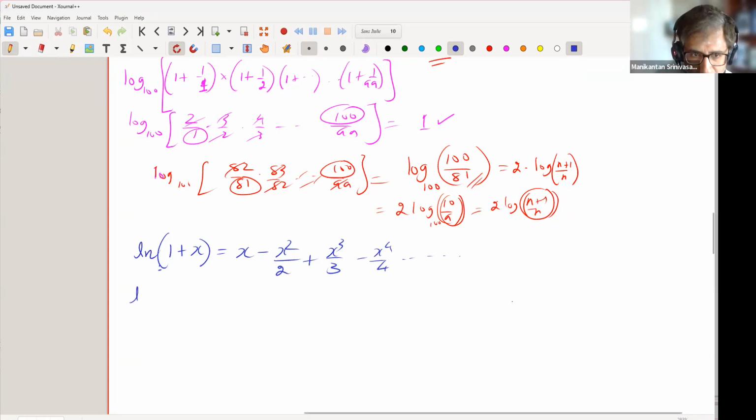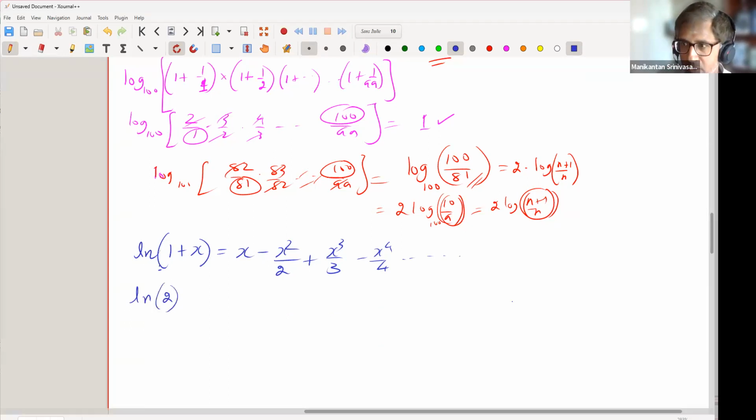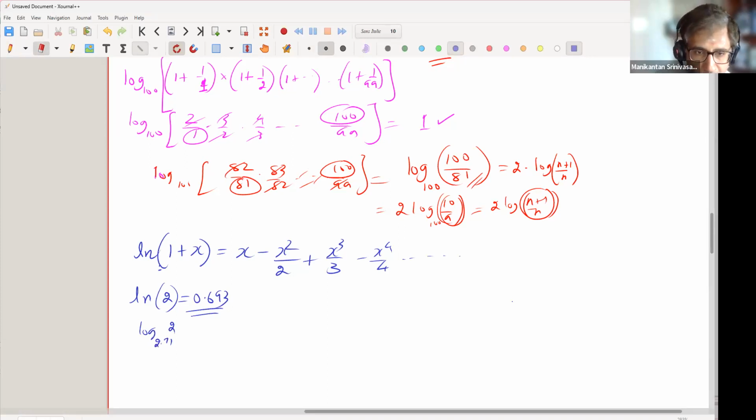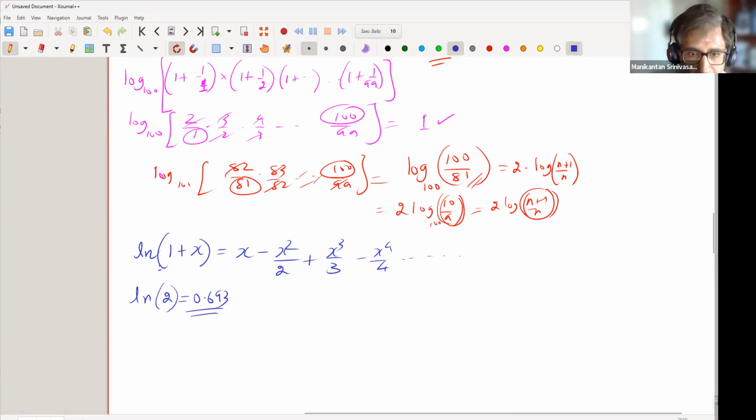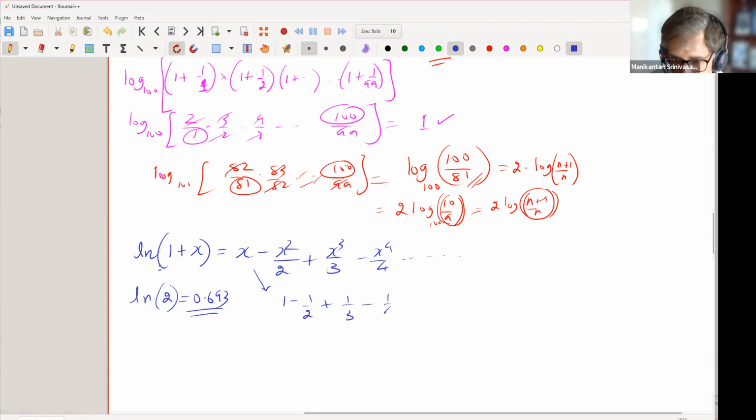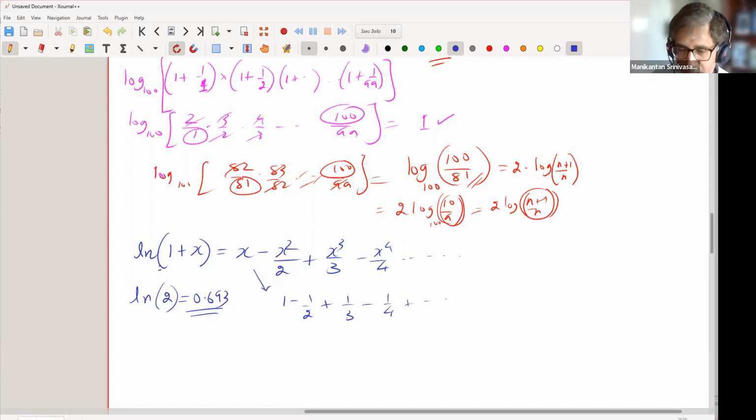Okay, so ln of 2, which you would have studied in radioactivity and all in chemistry, right? Half-life, log 2 to the base e is a very prevalent thing, which will be 0.693, right? ln 2 to the base e, log 2 to the base 2.71, will be around 0.7. That comes from this expansion, right? So 1 minus 1 by 2, there's no factorial, just remember, and so on. If you just do it by hand calculator, you will see this approaches 0.693.